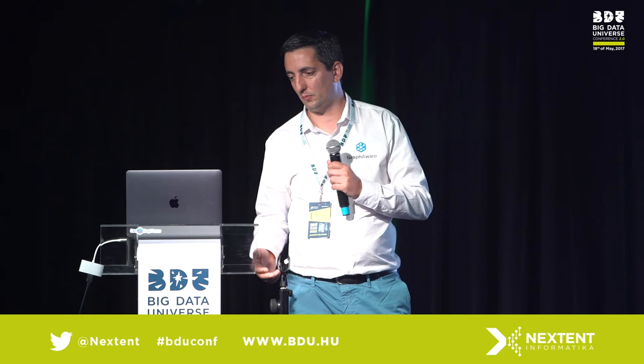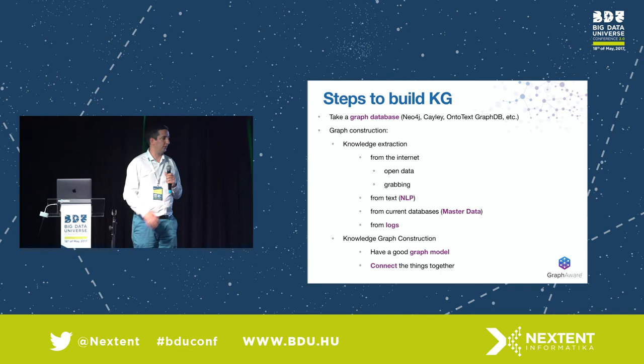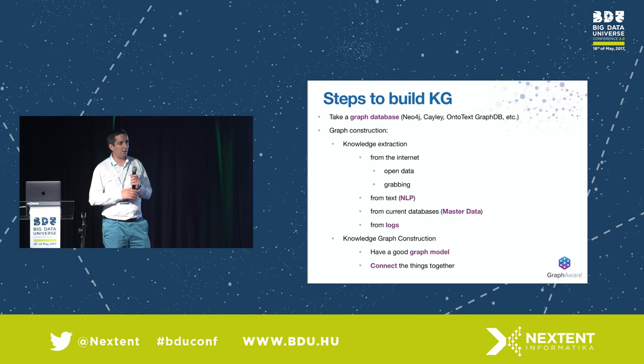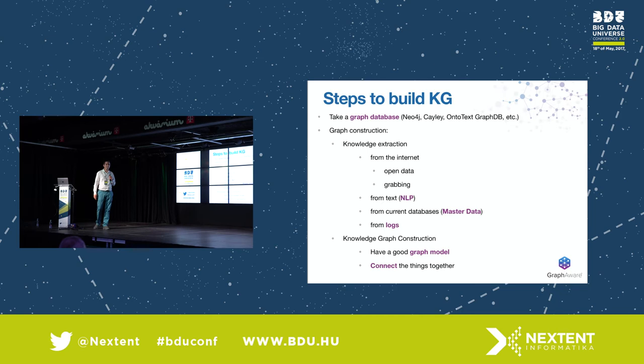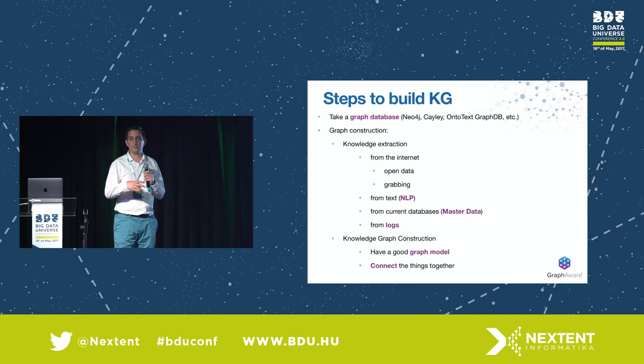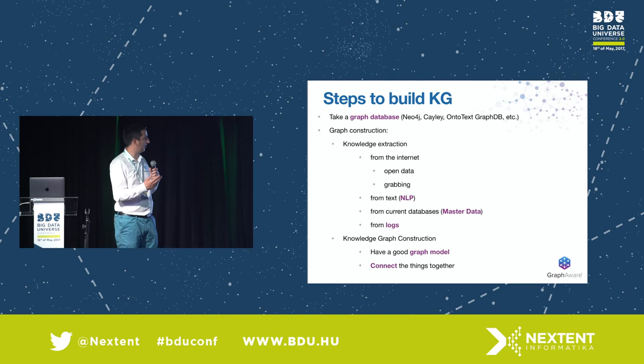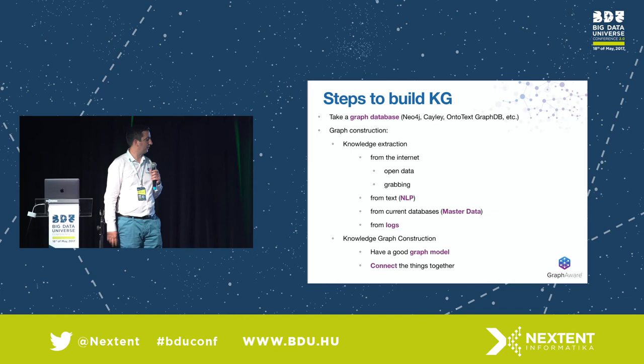So what are the steps? So the first step is to choose a graph database. There are some on the market. There is Neo4j, for example, which is my personal favorite, because I work for GraphAware, who are doing business in Neo4j consultancy. There are Cayley, which is the background of the Google knowledge graph. And there are some others, for example, OntoText GraphDB, which concentrates on the NLP stuff. So you should choose one and start to build your knowledge graph.